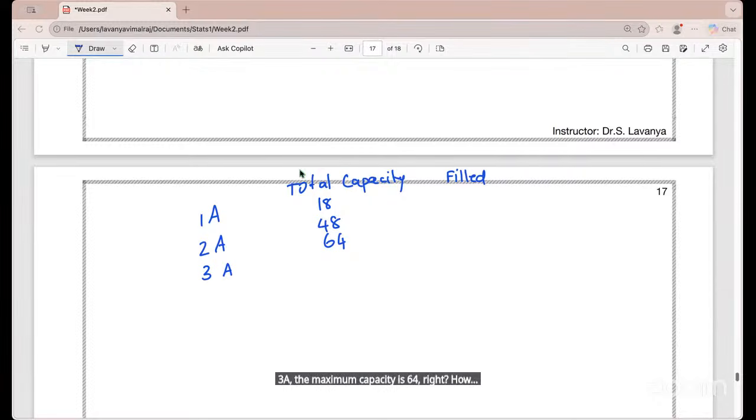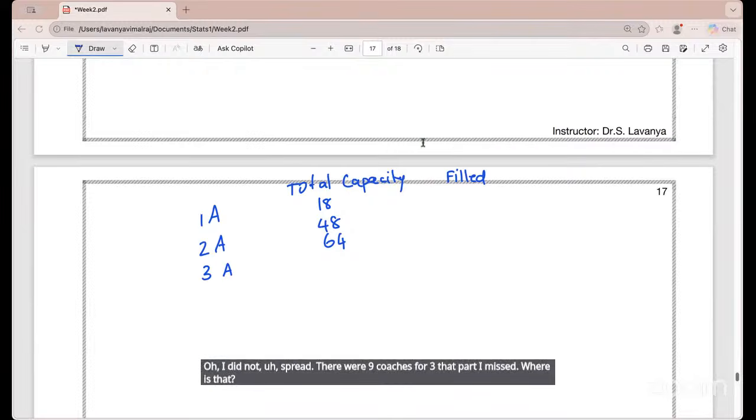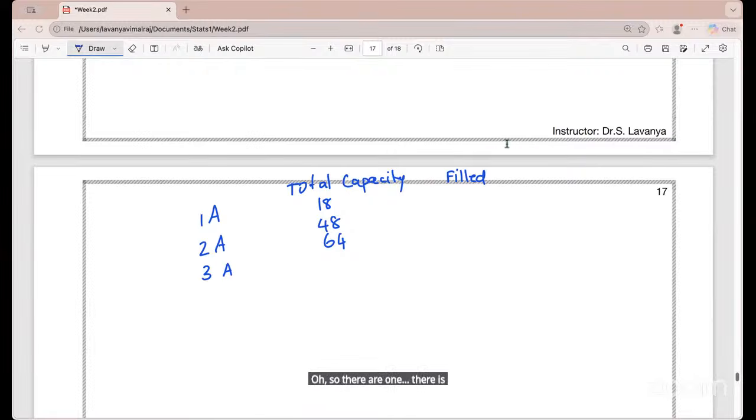Yes, ma'am, but there are 9 coaches for 3A, right? So you multiply 64 by 9. I did not. There were 9 coaches for 3A, that part I missed. Where is that? So there is 1A, 5 2A's and 9 3A's. Okay, fine. Yeah, that was the trick. This part I missed. So you have 18 into 1, 48 into 5, and 64 into 9. Can you compute these values and tell me?